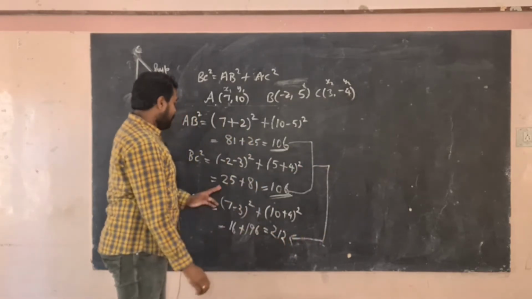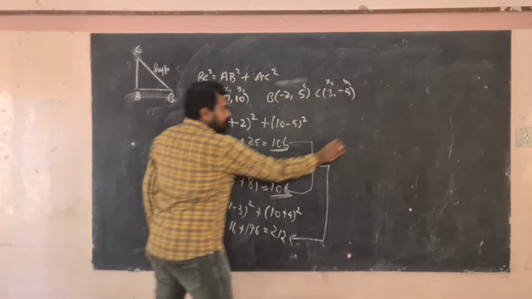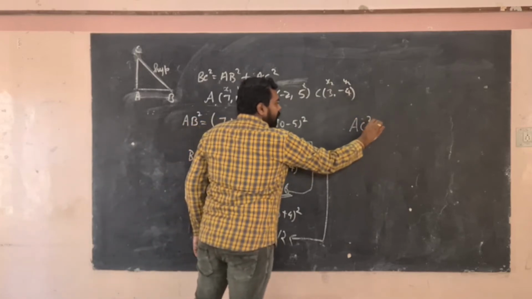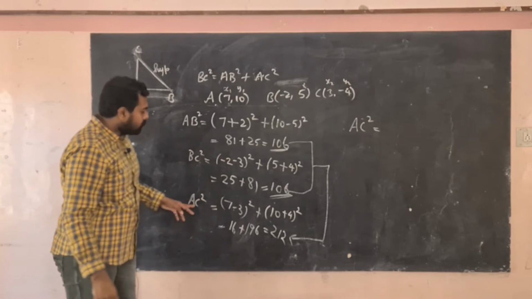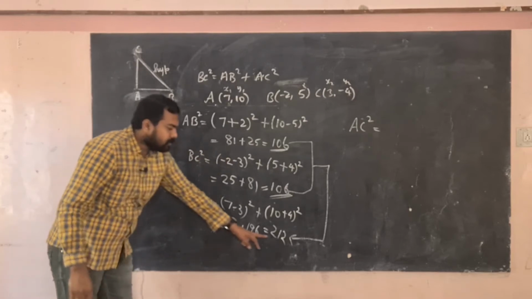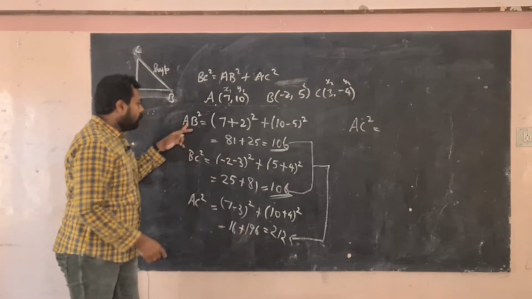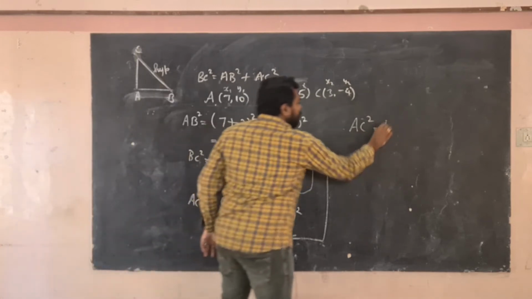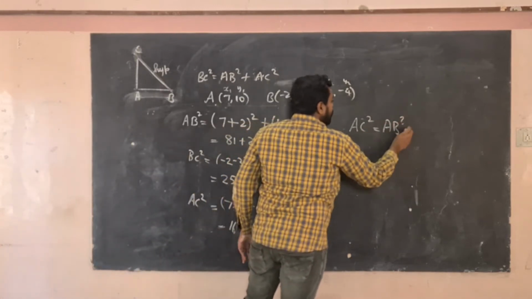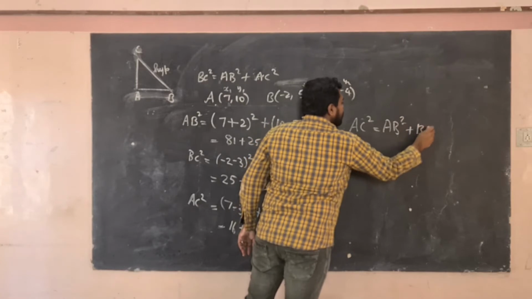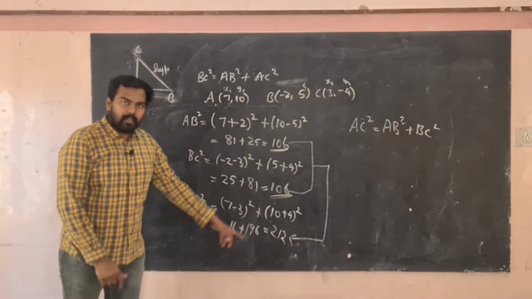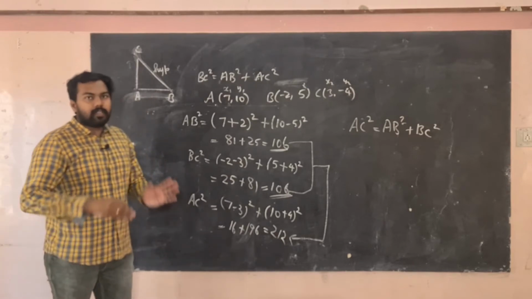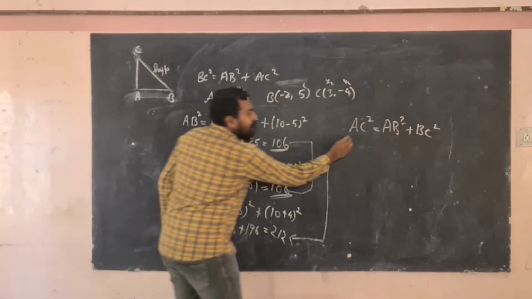Correct? So see how I am going to write: AC square is equal to, from all this calculation I have arrived at a conclusion that AC square, which is 212, is equal to AB square plus BC square. Got it? See here, the squares of these two sides make the square of the last side. So if it is like this, this is the hypotenuse.